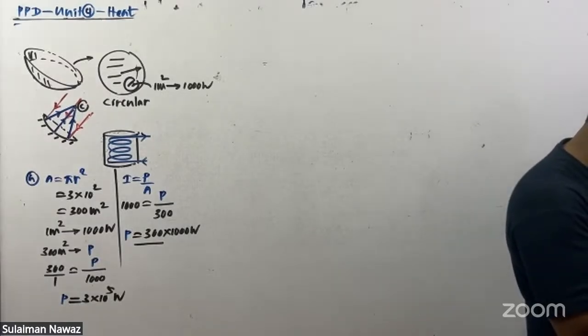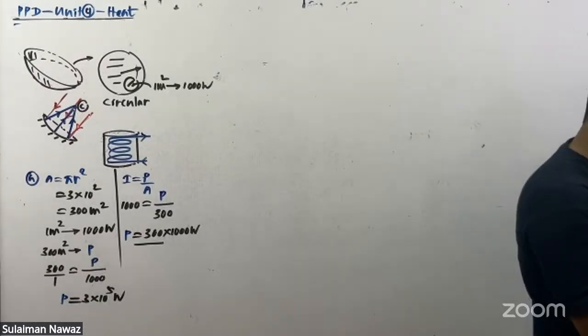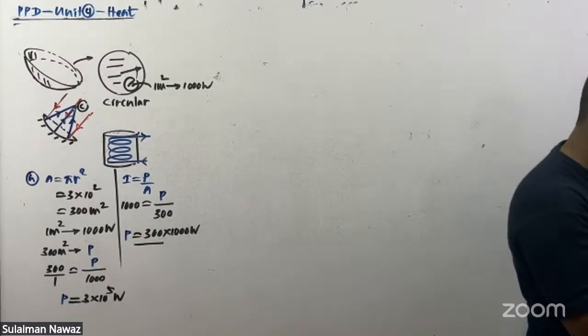Then simple B, what are they asking? Assuming that sunshine is available, it's very simple now.